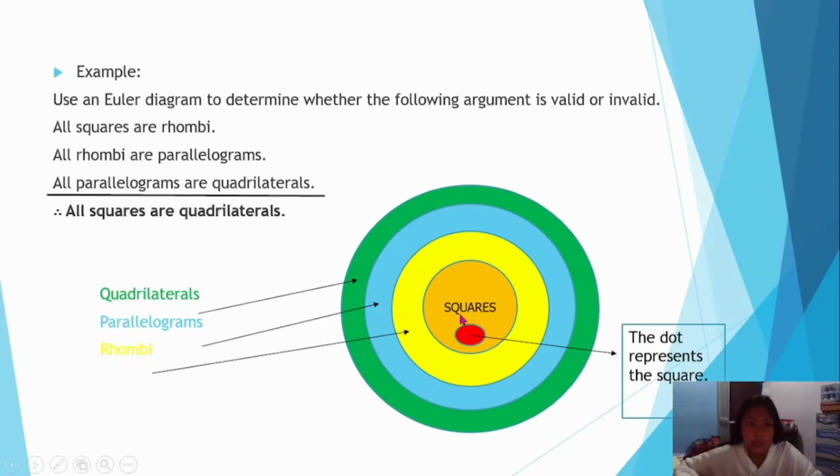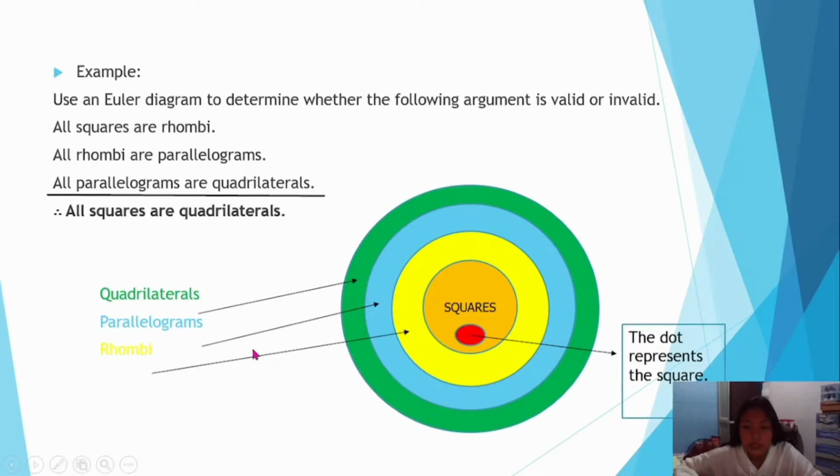It says all squares are rhombi. So the square circle is completely inside the rhombi circle. All rhombi are parallelograms. So the rhombi circle is completely inside the parallelogram circle. All parallelograms are quadrilaterals. So, the parallelogram circle is completely inside the quadrilaterals circle.